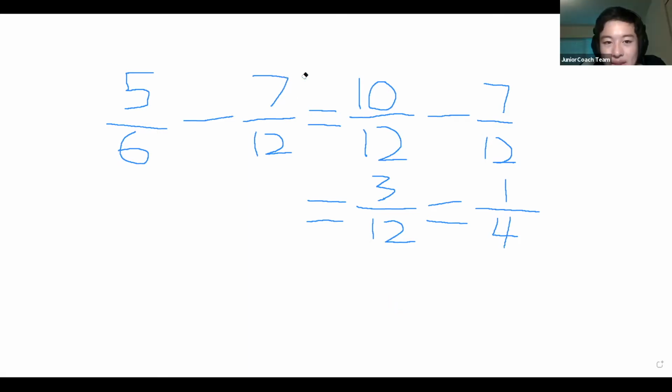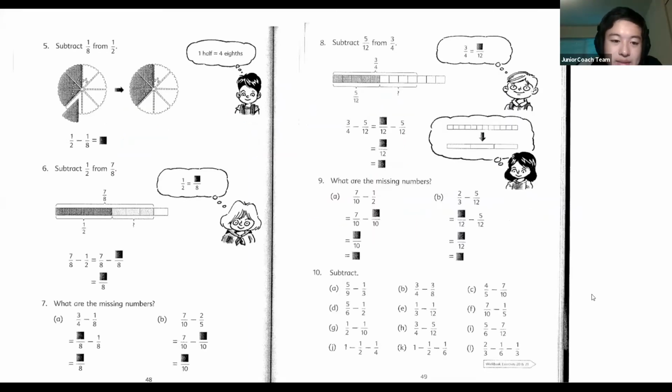Is it all clear so far? Pretty good. All right, nice. So fractions are kind of tricky sometimes. They'll catch you off guard. If you're not careful, they'll screw you up. So just be careful when you're doing fractions, and make sure that the bottom number is the same.